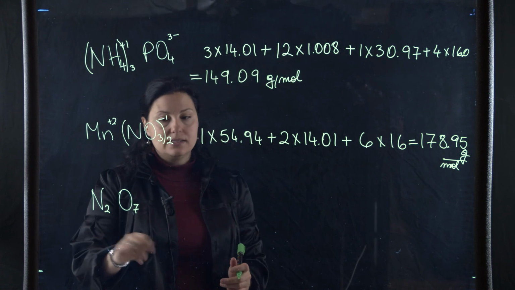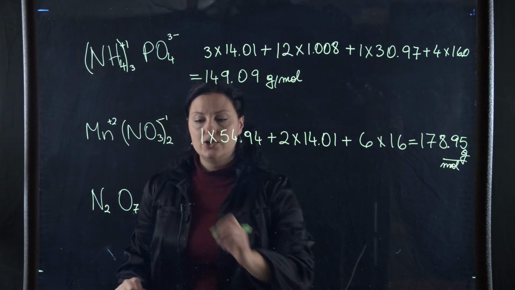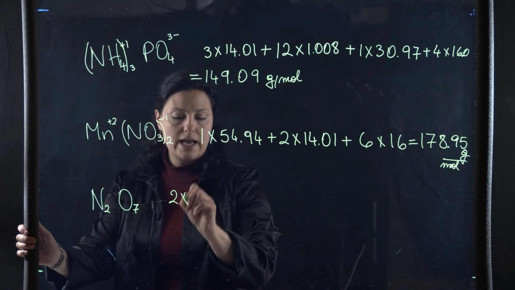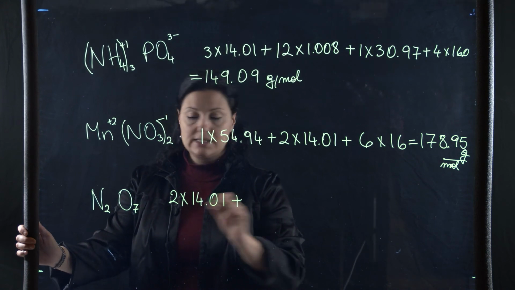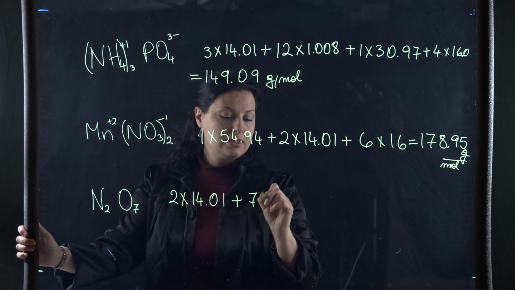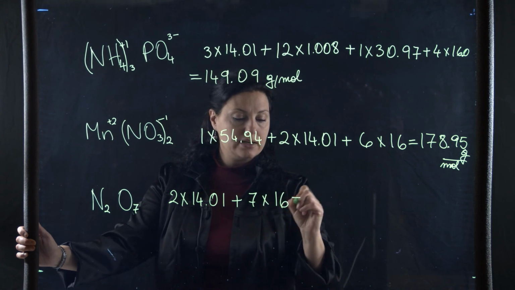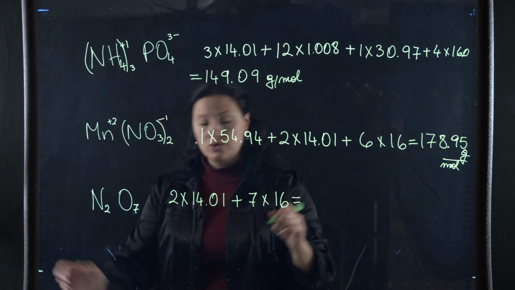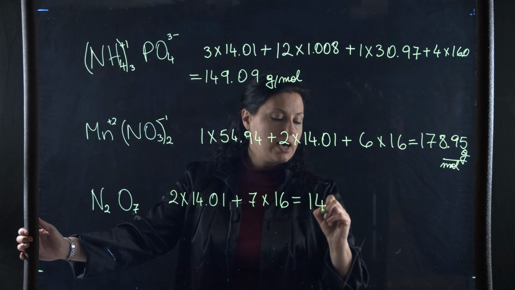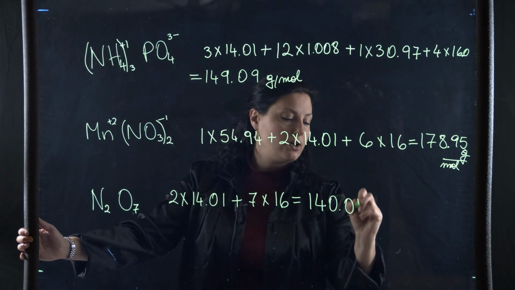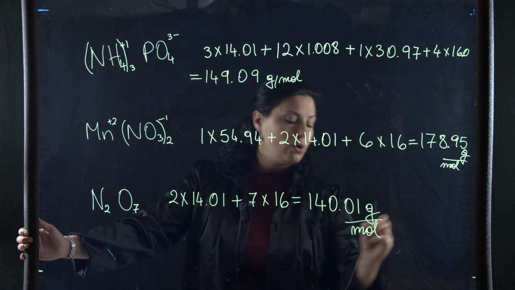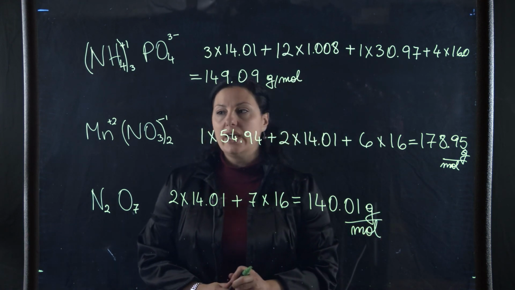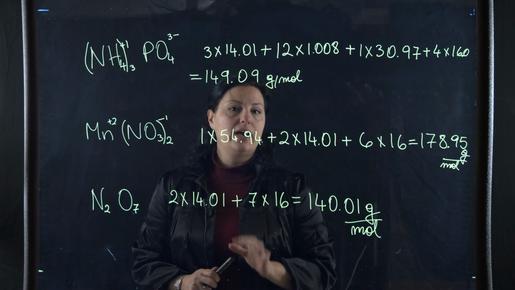Let's look at the last problem. I have 2 nitrogens, so 2 times 14.01, plus 7 oxygens, so 7 times 16. And if you do that math, you should get approximately 140.01 grams per mole. Okay, this is a review on how to calculate the molar mass.